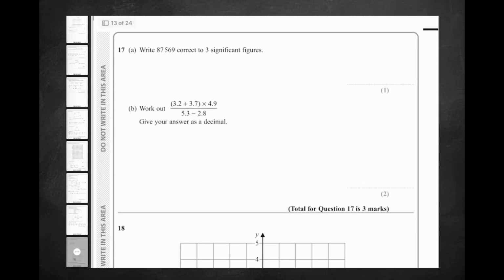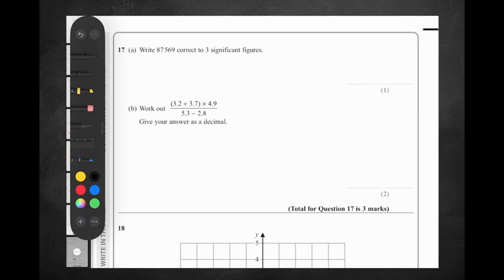Question 17. Write down 87,569 correct to 3 significant figures. So you would round on the 3rd significant figure. So that would be 87,600, as 87,569 would round up. Part B. Work out this formula. Give your answer as a decimal.